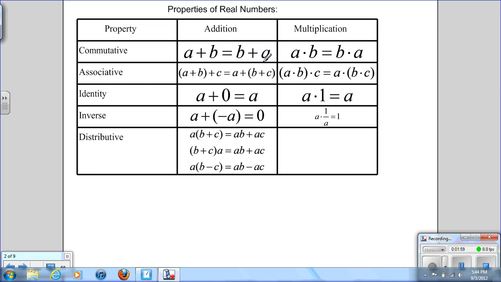Okay, the value could be in front of the parentheses or behind the parentheses. That doesn't matter. And then you can see that if you've got a sum or a difference, your answer will stay as a sum or a difference.